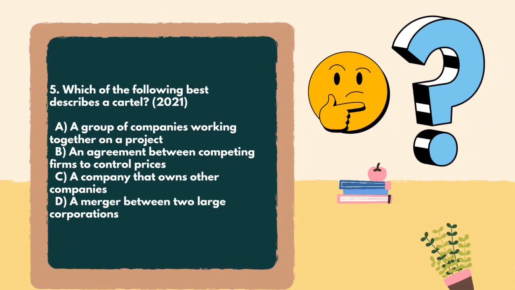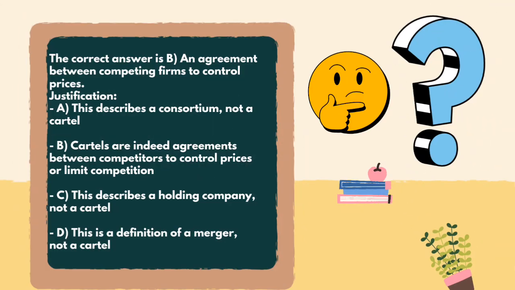Question number 3, coming from year 2021: which of the following best describes a cartel? Option A, a group of companies working together on a project. Option B, an agreement between competing firms to control prices. Option C, a company that owns other companies. And option D, a merger between two large corporations. What was our answer? The correct answer is option B, an agreement between competing firms to control prices.